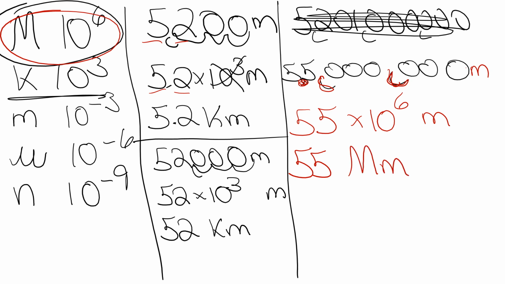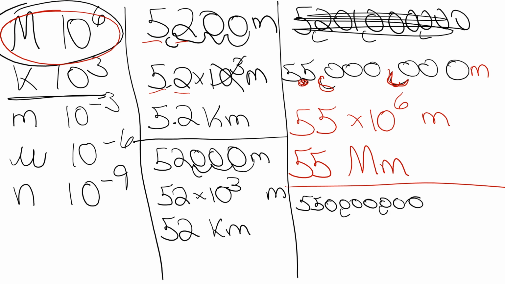If we added one more 0, 5, 5, 1, 2, 3, 1, 2, 1, 2, 3, 1, 2, 3. If we moved it any less than 6, or again, we're looking at these commas here, or however you want to do it, this is going to end up being 550 megameters. Same amount of significant figures for all of these.